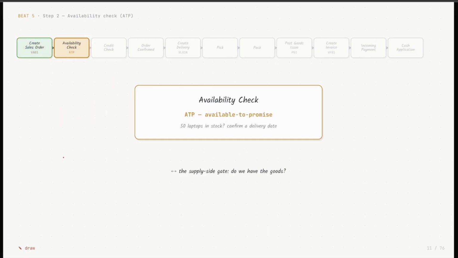Now, the question that is asked is, can we actually fulfill the order? That's what ATP stands for, availability to promise. The system is going to check the stock and it tells you whether the 50 laptops, in our example, are on hand and when they can be shipped or not. If yes, you confirm the delivery date.